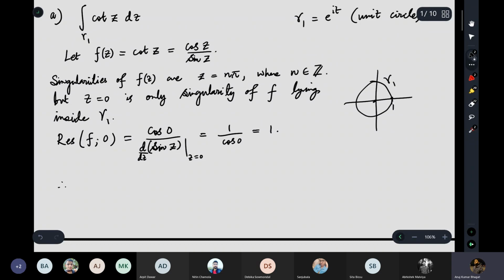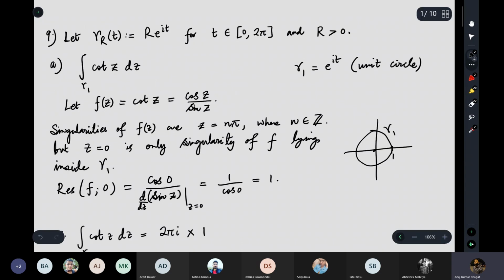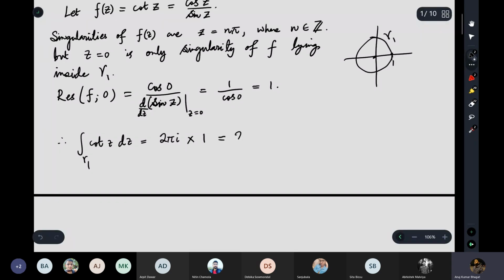So therefore, the integration over gamma 1 of cot z is nothing but 2 pi i times the sum of all the residues. There is only one singularity, and the value of the residue is 1. The winding number is also 1 because this is a complete circle and the interval is from 0 to 2 pi, so it is 2 pi i. So this is the answer to the first problem.